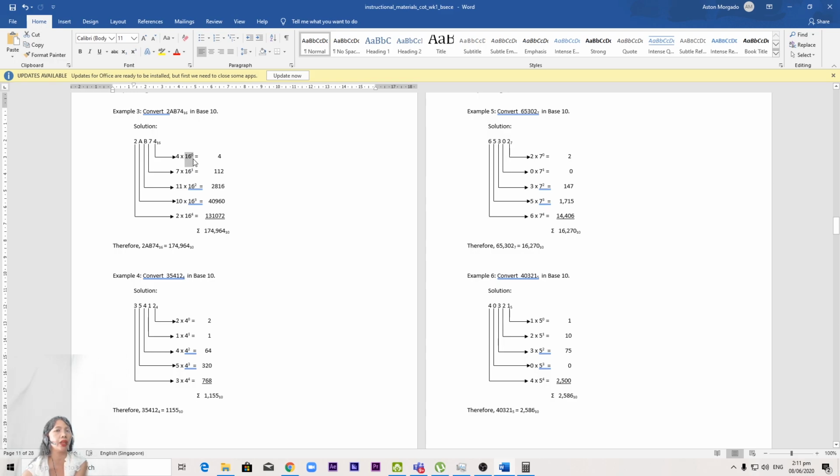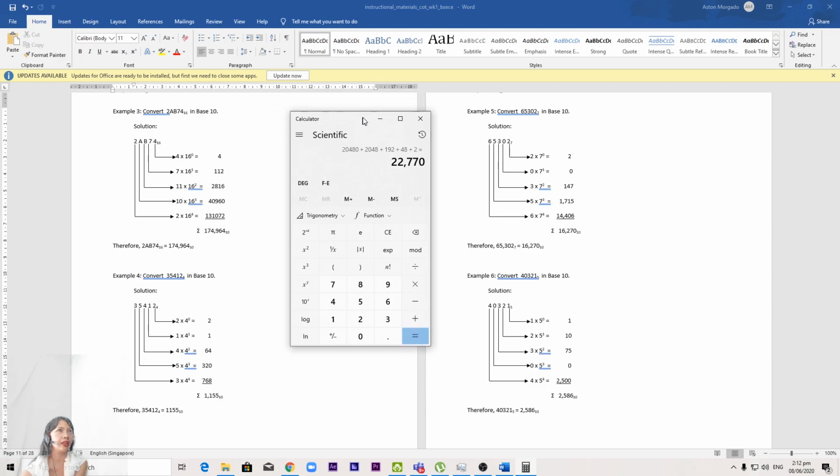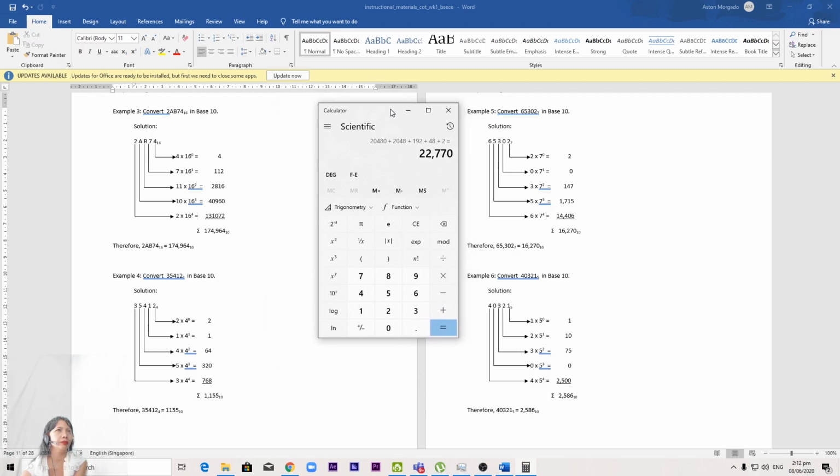We always start with n raised to 0, but our n here is 16. So we multiply the LSB by 16 raised to 0. Let's have our calculator here to prove that, for proofreading also, for corrections. So 4 times 16 raised to 0. Any number with an exponent of 0 is equal to 1. So 4 times 1 is 4.